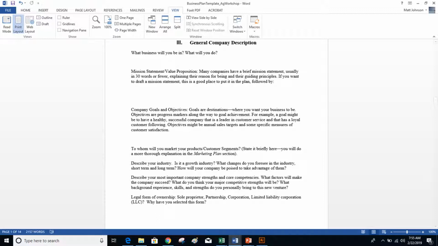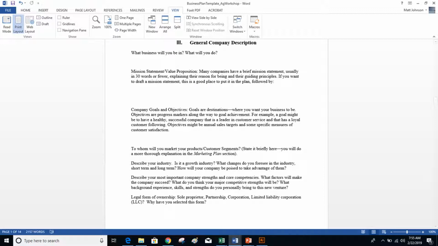And this could be a variety of different things. This is where your personal values can come into play. So a lot of different options here. And then they can break down into goals and objectives. Also identifying your different customer segments, and describing the industry as a whole. What is the ag industry like in Hawaii? How has it changed? What are the opportunities? Why are you going into local ag in Hawaii at this point in time?